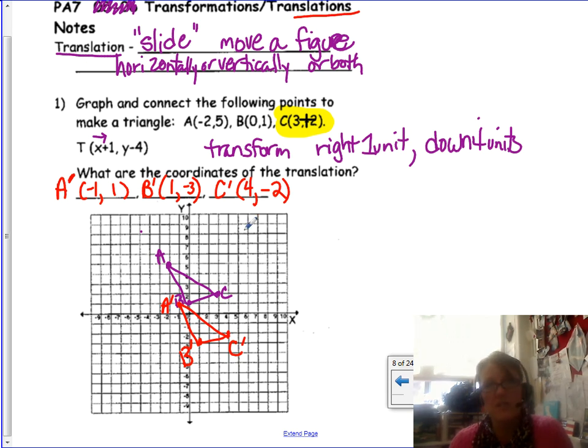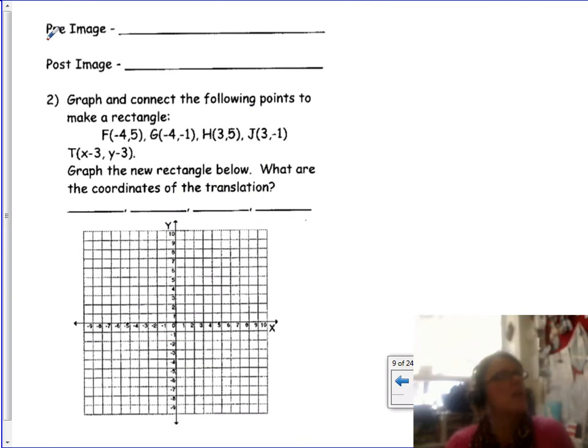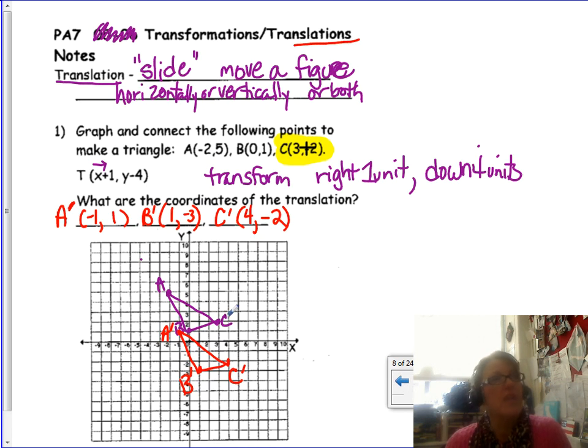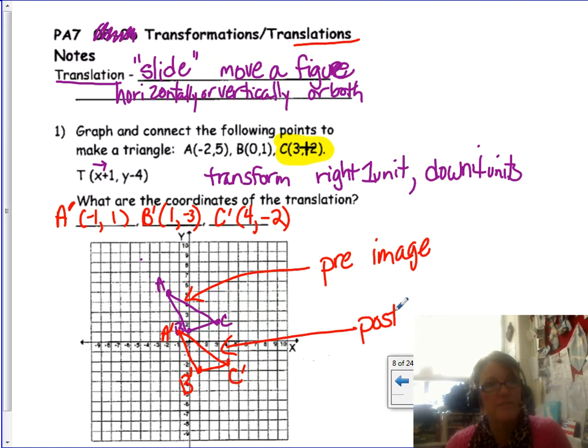All right, so there's the first example. I give you the directions algebraically on how to transform each one of those points. You apply the math and graph it. Now, we should talk about pre and post image. You see this on your notes. So if you would, your starting triangle here, this is what we call pre-image. This one, A prime, B prime, C prime, this is called the post image.